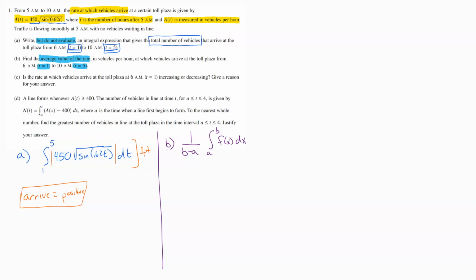So for our model here, we would have a lower bound of 1, an upper bound of 5, and then our formula that we're trying to find the average of is that original formula. So that's the integral of 450 square root of the sine of 0.6t dt. And then up in front here, our b and our a we now know. I usually do this as the last part of the formula. This would be 1 over 5 minus 1.